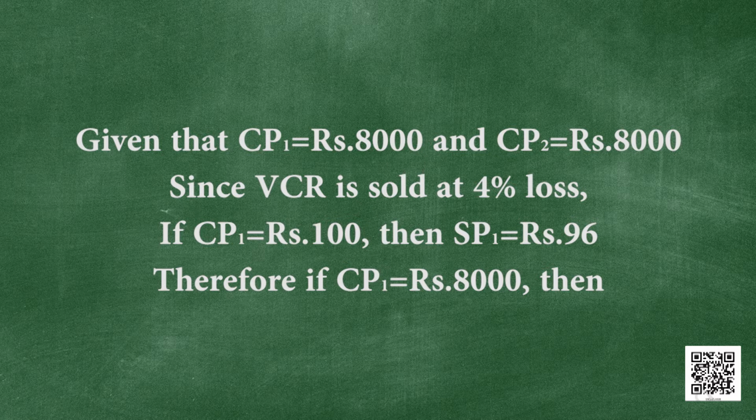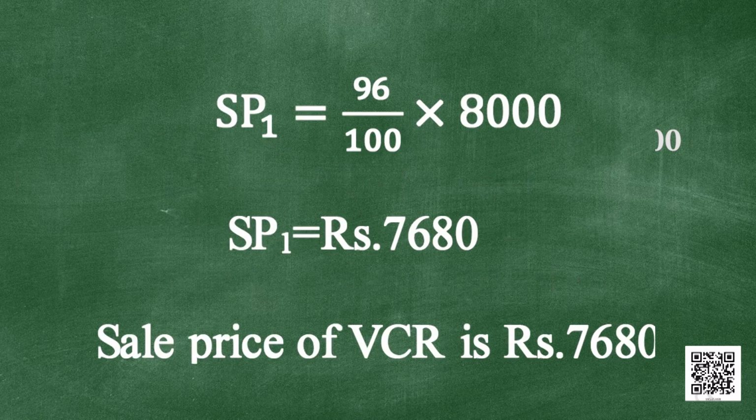Given that CP1 is equal to rupees 8,000 and CP2 is equal to rupees 8,000. Since VCR is sold at 4% loss, it is clear that if CP1 is equal to rupees 100, then SP1 is equal to rupees 96. Therefore, if CP1 is equal to rupees 8,000, then SP1 is equal to 96 divided by 100 multiplied with 8,000. On simplification, we get SP1 is equal to rupees 7,680. Students, therefore, the selling price of VCR is rupees 7,680.